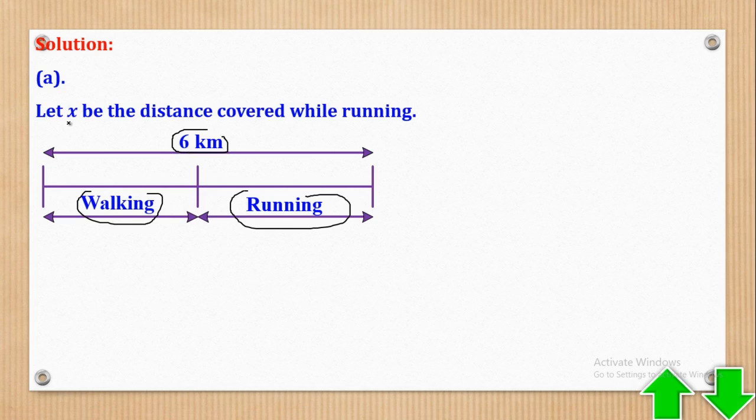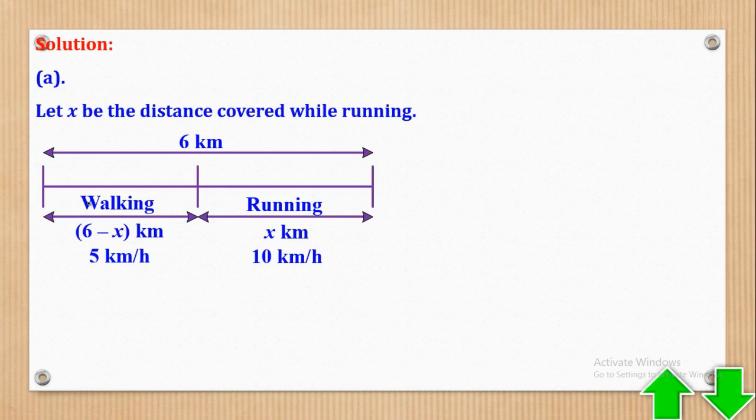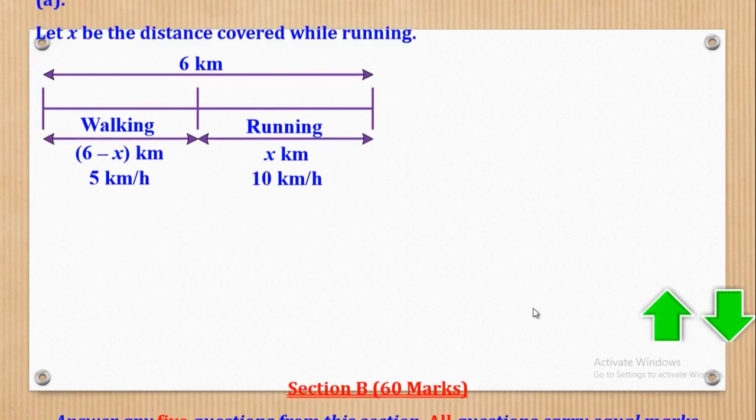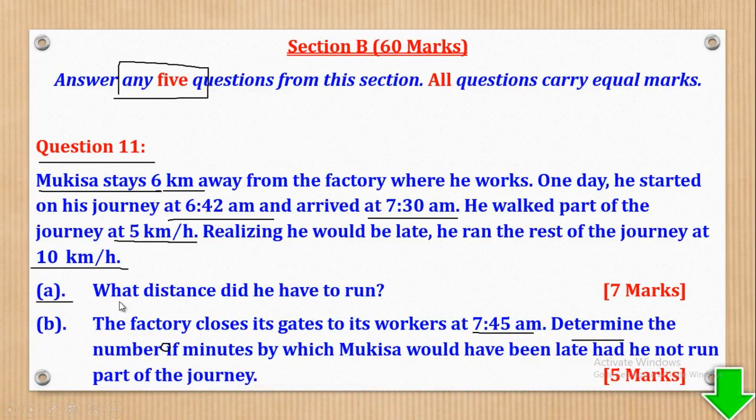So if x is the distance covered while running, we shall put x kilometers here at a speed of 10 kilometers per hour, and this side will be 6 minus x kilometers at a speed of 5 kilometers per hour. So with that, we can now go and answer the question. Question 1 said, what distance did he have to run?